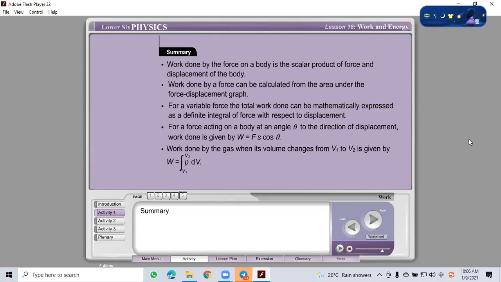Work done by the gas when its volume changes from V1 to V2 is given by W equals the integration of P dV from limits V1 to V2.